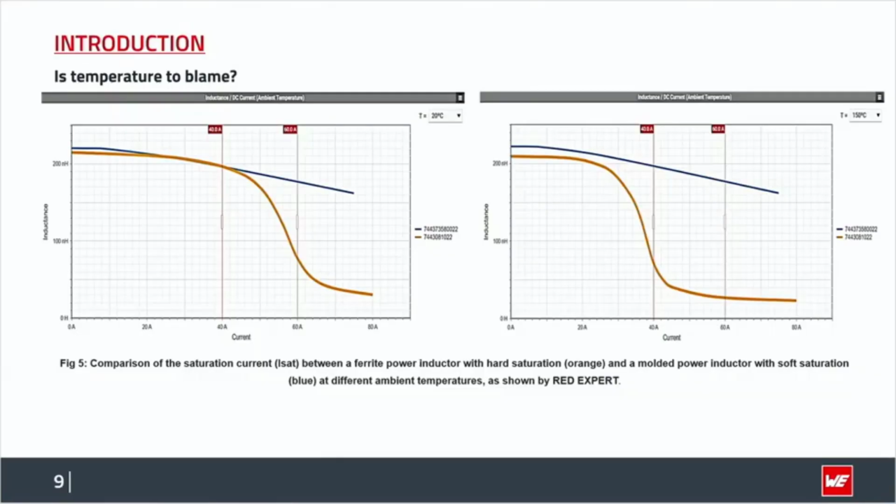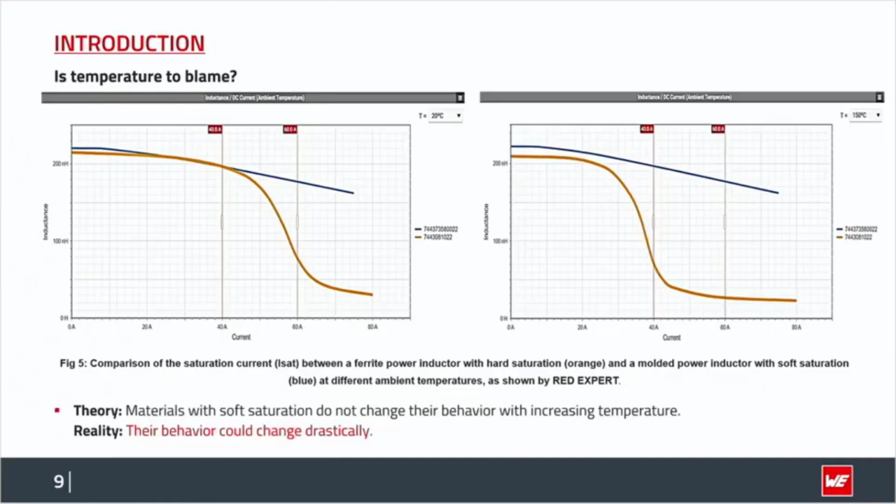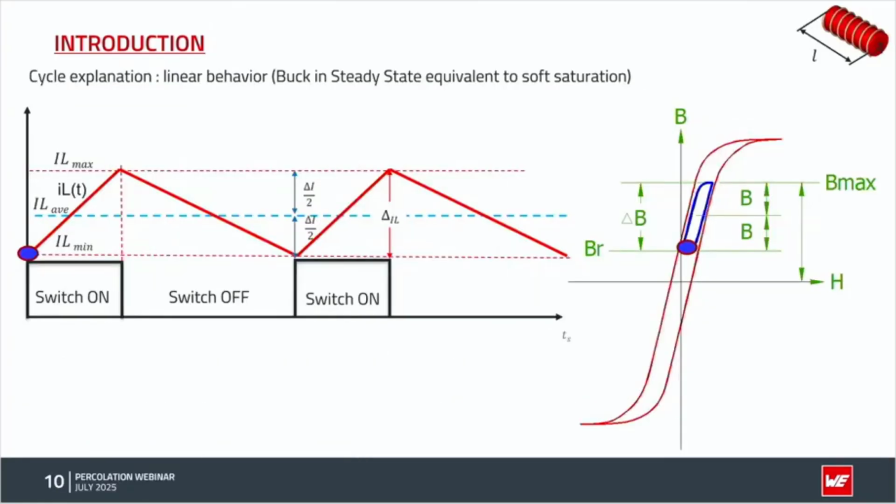On the other hand, we can see here that the problem from the oscilloscope video before was not related to the increase of temperature, because we expect the inductance value to stay almost the same for the range that we are looking at. But that is the theory. The theory is that there should be no change. But the reality is that there is a behavior that could drastically change the performance of your design.